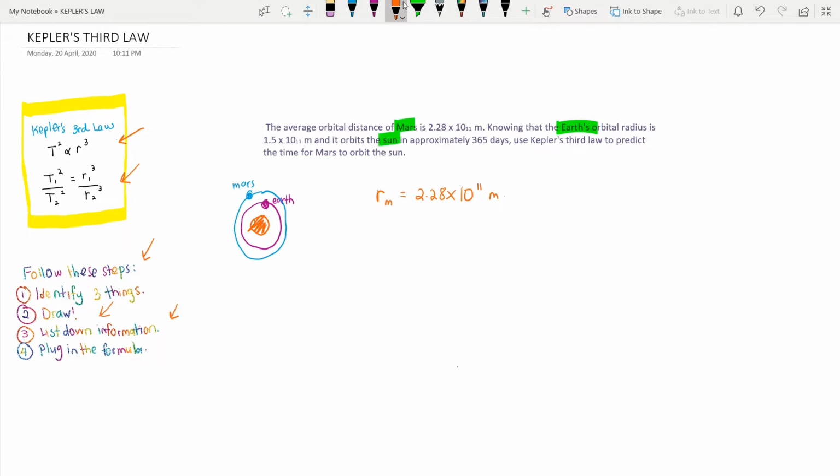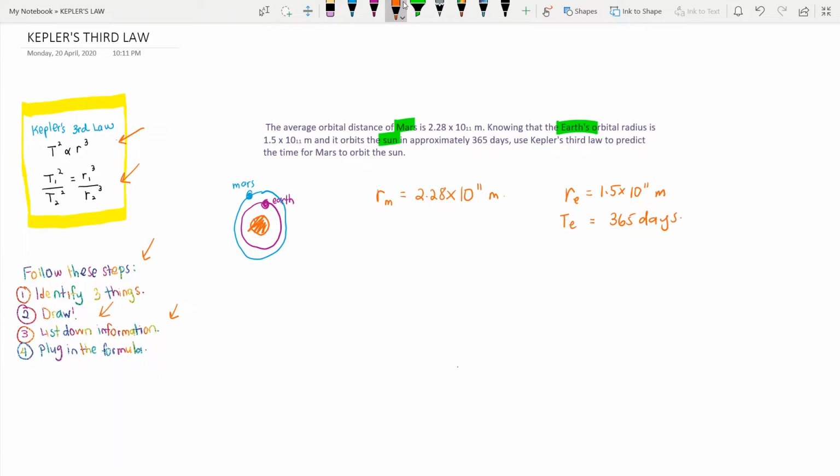Okay, knowing that the Earth orbital radius is such, so R of Earth is equal to 1.5 times 10 to the power of 11 meters, and it orbits the Sun in approximately 365 days. So maksudnya T, orbital period of the Earth, is equal to 365 days, which is a year.